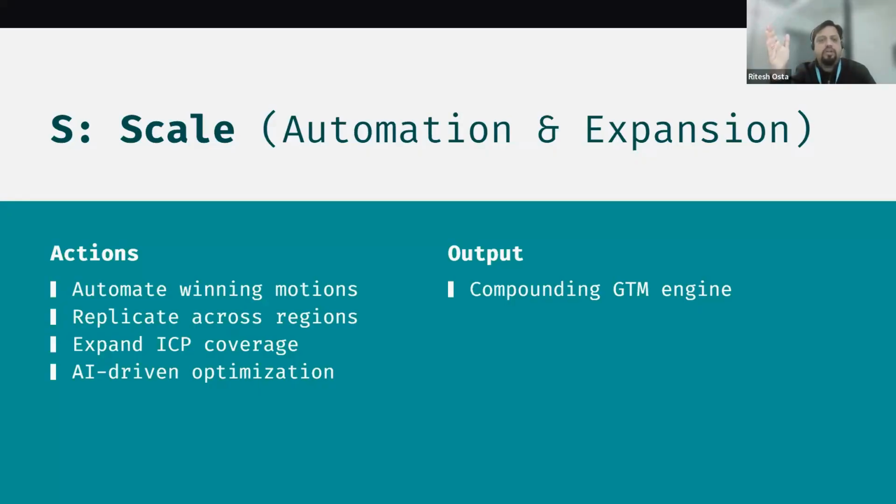So if something is working for certain segment in Germany, then move to other cities, move to other countries, right? So replicate across regions, expand ICP coverage, AI-driven optimization. The idea is to compound the GTM engine. The idea is not to recreate the wheel, not to recreate the show, but to use the same show and go to different cities, right?